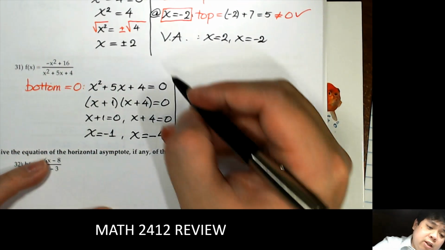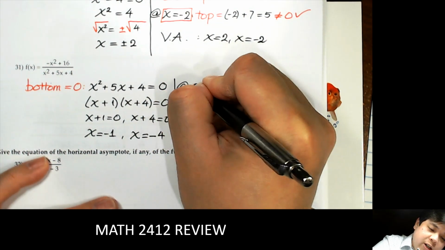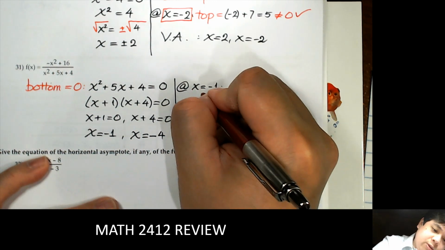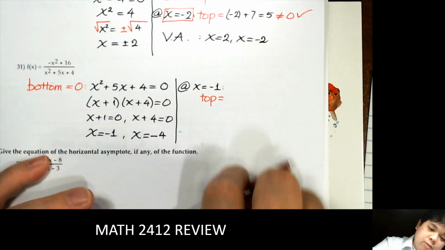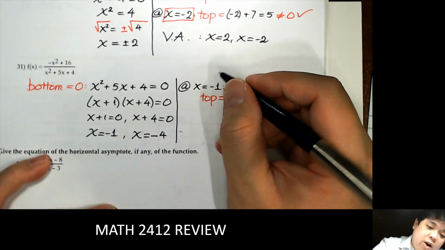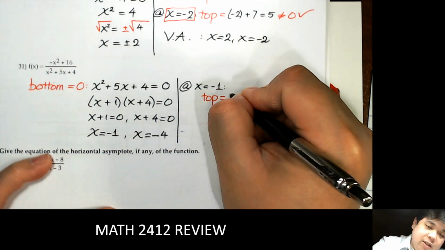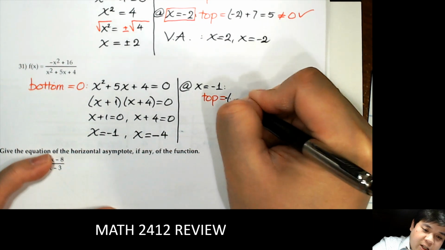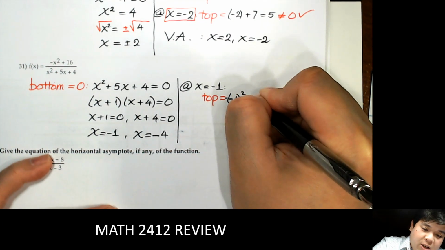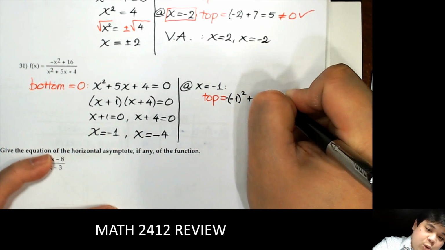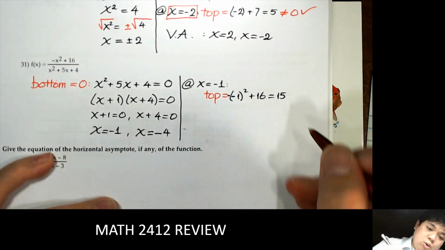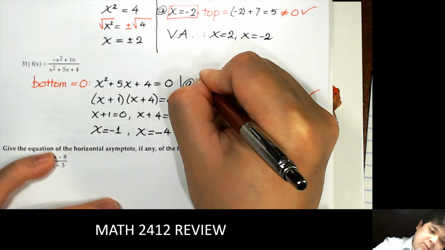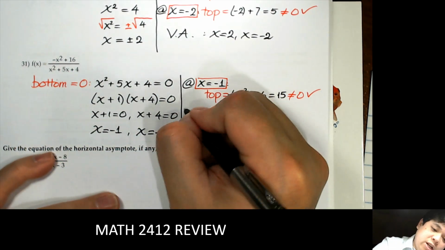Now, when x equal to negative 1, the top equal to, I just put negative 1 in for x. Negative 1 squared plus 16, that equal to 15, and that not equal to 0, which is good. And now we use negative 4.